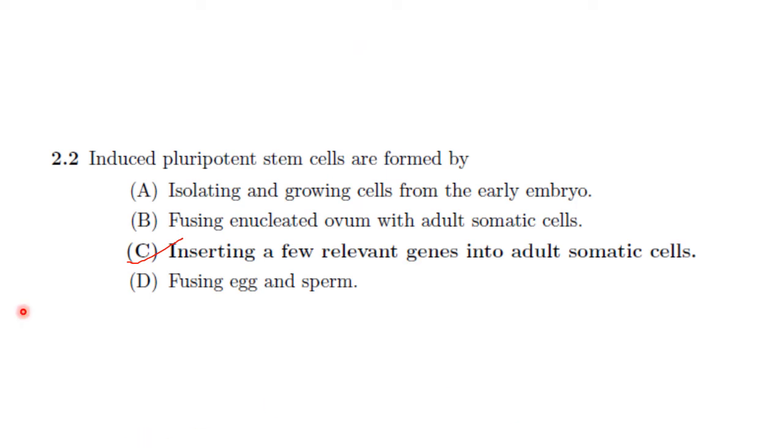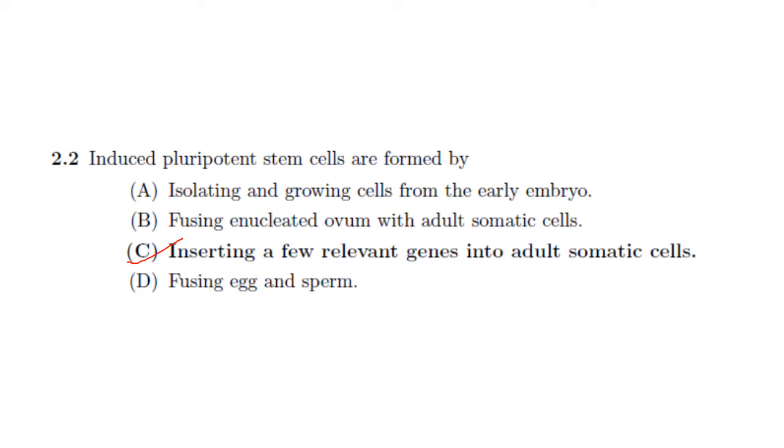Next one. Induced pluripotent cells are formed by isolating and growing cells from the early embryo, fusing enucleated ovum with adult somatic cells, inserting a few relevant genes into adult somatic cells. That is correct. Fusing egg and sperm. For your information, I will tell you. Induced pluripotent stem cells are the type of pluripotent stem cells that can be generated directly from a somatic cell.